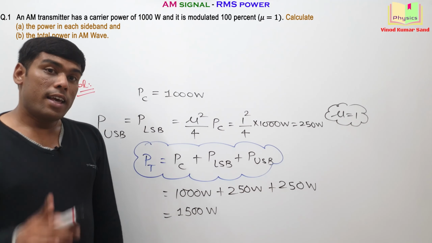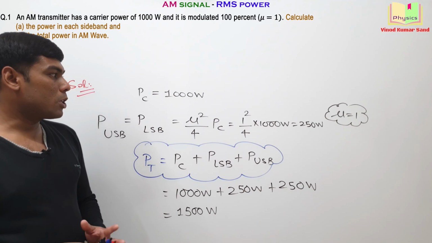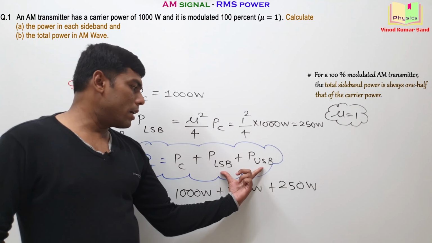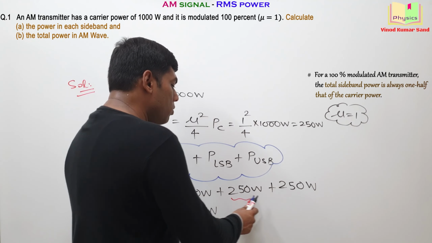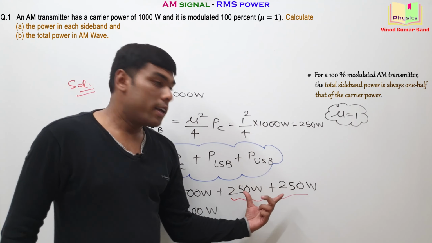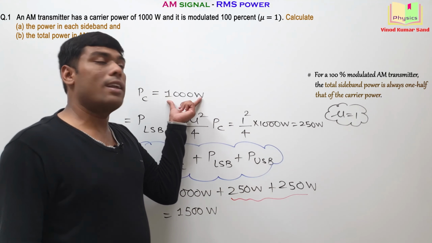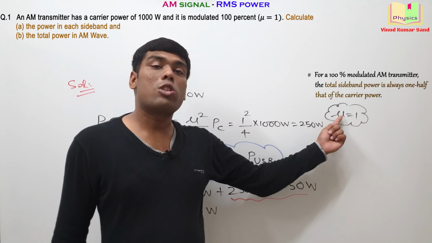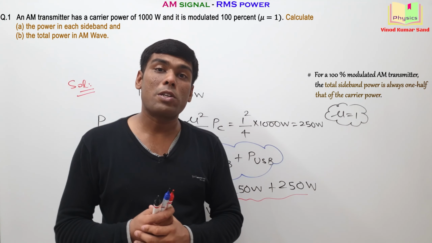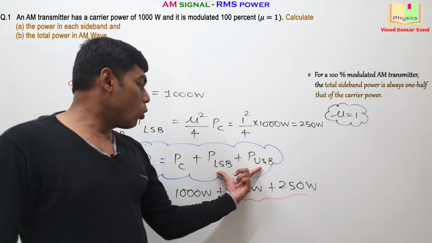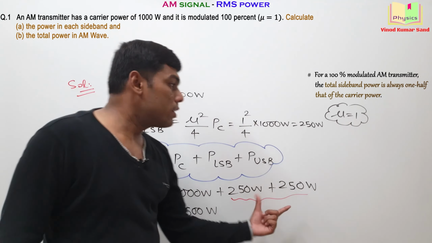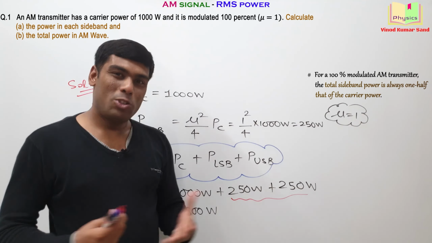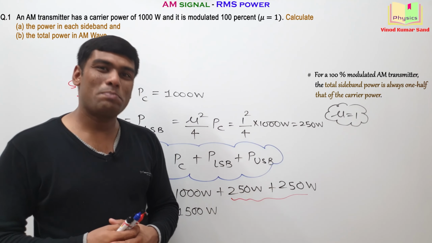Is it okay? And here is another nice information. If you check the total power in two side bands, which is equal to 500 watt, and that 500 watt is exactly half of the 1000 watt. Whenever we have mu is equal to 1, means 100% modulation, then the total power in two side bands will always be half of the carrier power. You may note it down, then we'll be taking up the second question.